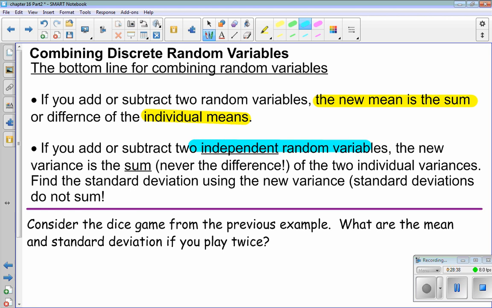So let me think about this. Spinner and dice, 2 different things. What if I took the same game and I played it twice? Are those independent of each other? Wake up. I'm going to get you out of that chair. I played the game once, came back, and I'm like, I'm going to play it again.